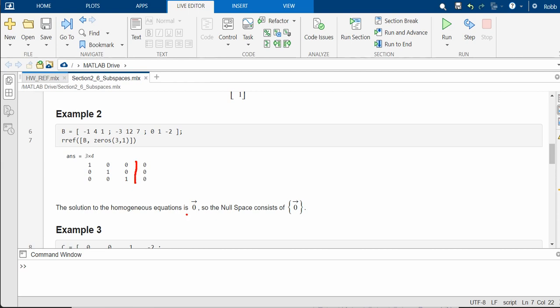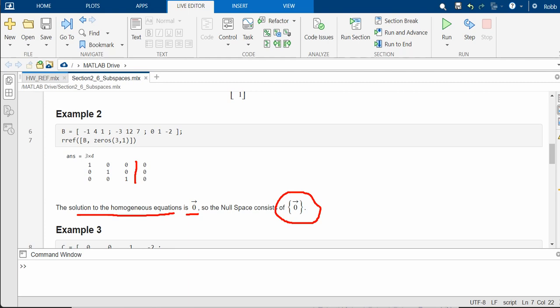So the 0 vector is the solution to the homogeneous equations. That's the only one we've found. So the whole null space is just the 0 vector, okay? So there's just one vector in the null space, and it's the 0 vector.